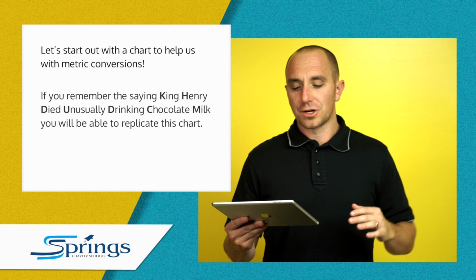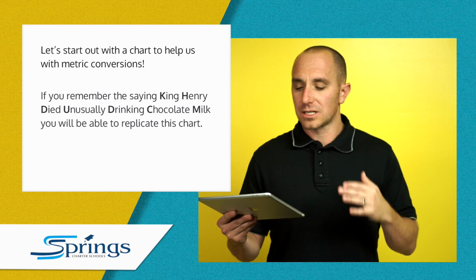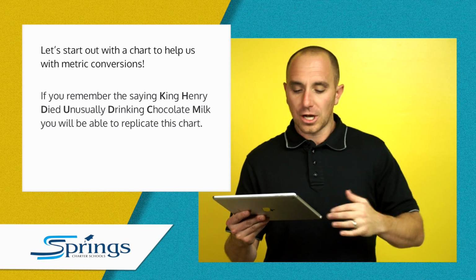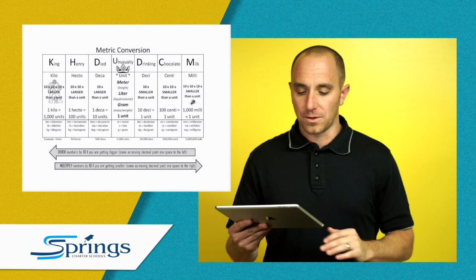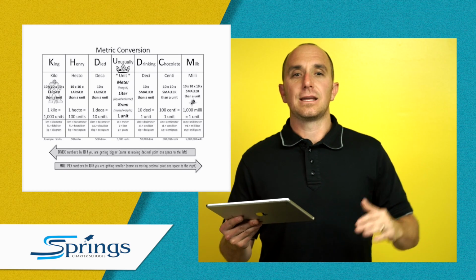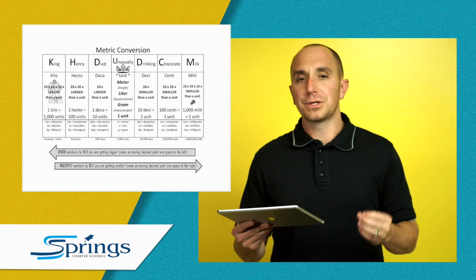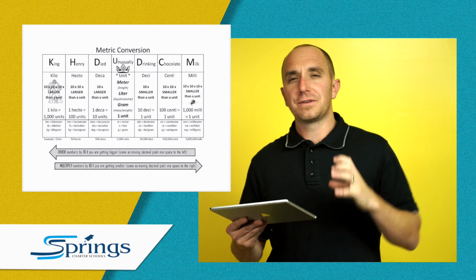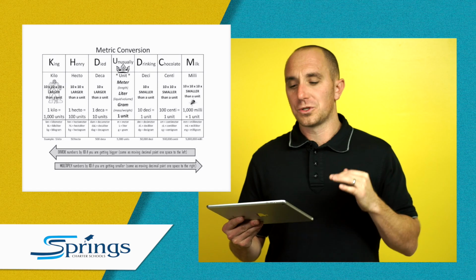So let's start out with this chart to help us with metric conversions. We talked about this one before. This is the King Henry died unusually drinking chocolate milk. Okay, I know it's kind of a mouthful. But remember, when you looked at this chart before, the thing to take away is that each letter represents a prefix, which represents how much. The prefix gives you a meaning, and it really helps you out.